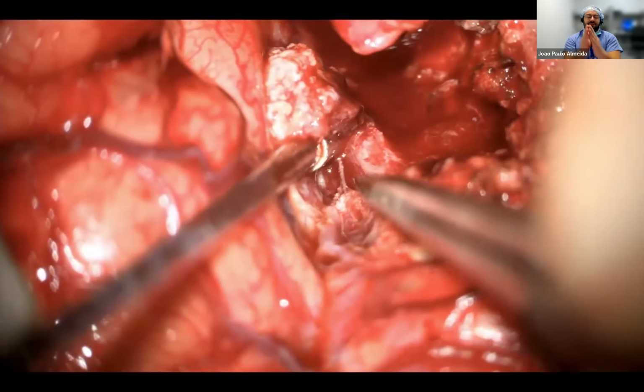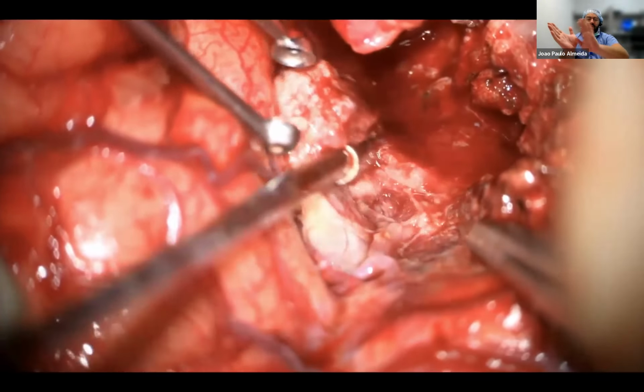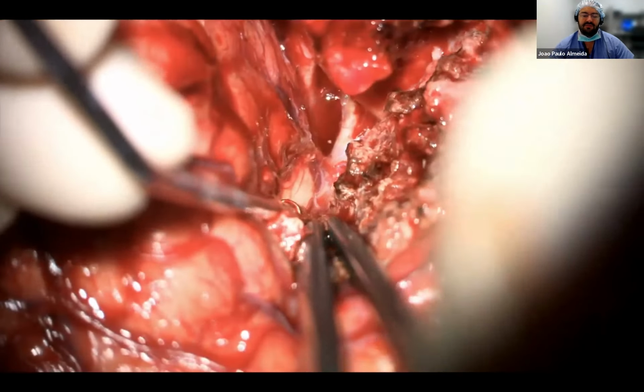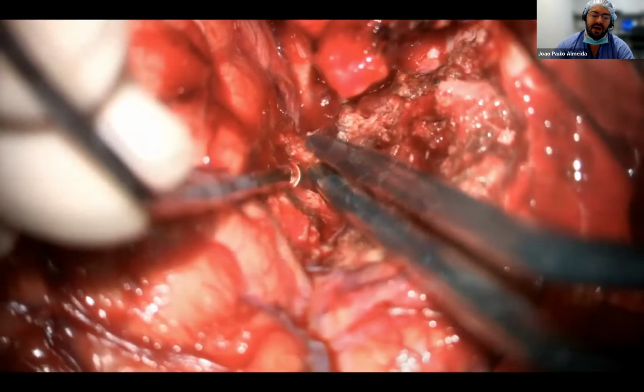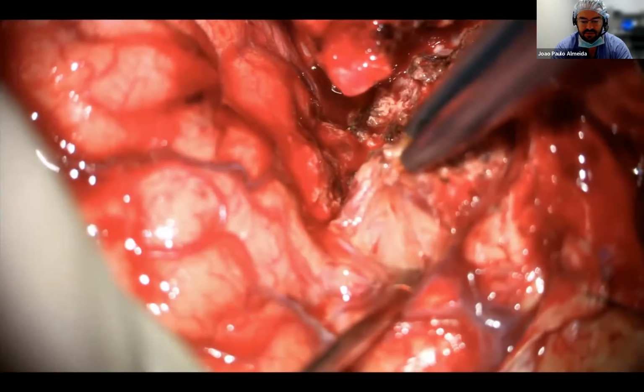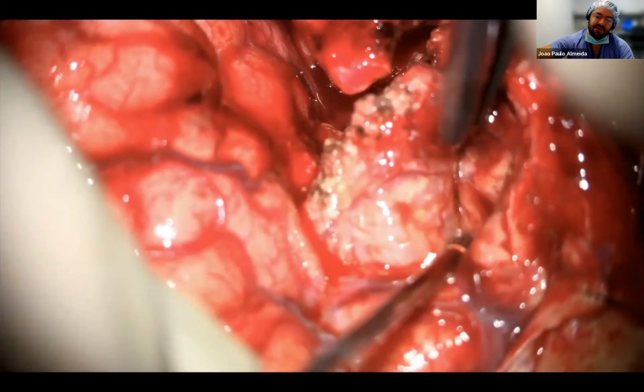And what we're trying to do now is separating this tumor in two layers. One that is going to be towards the sylvian fissure, and another one that's going to be towards the temporal, because that's going to open the window so we can connect the M1 all the way to M3 and M4. So that's what we're doing right there. And we continue peeling the tumor away.